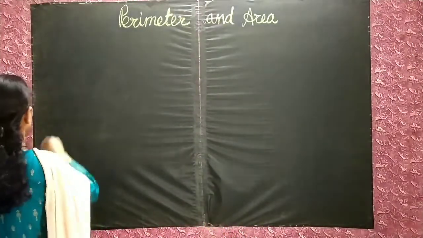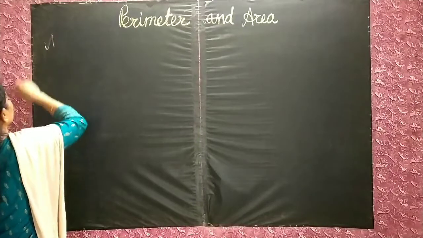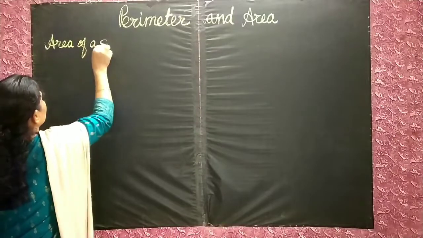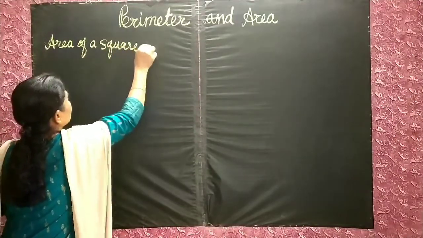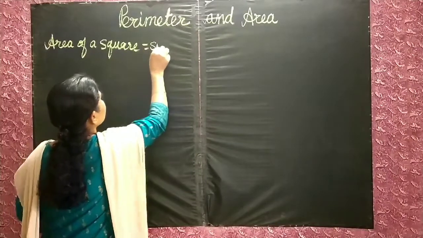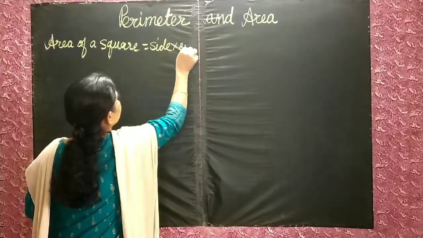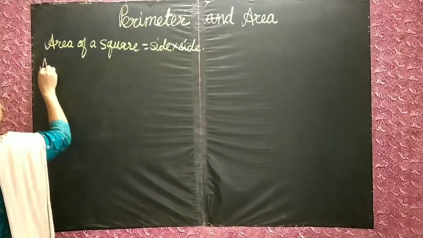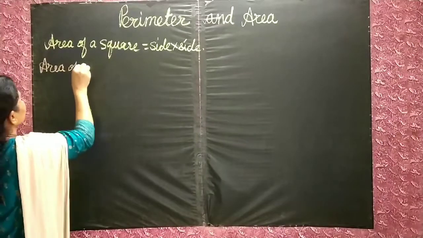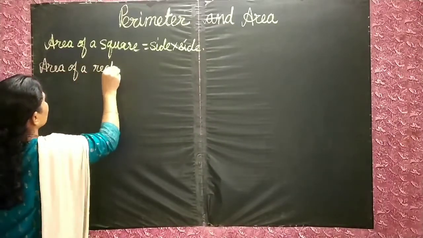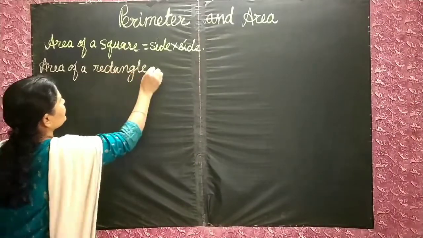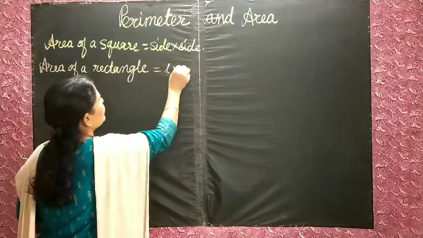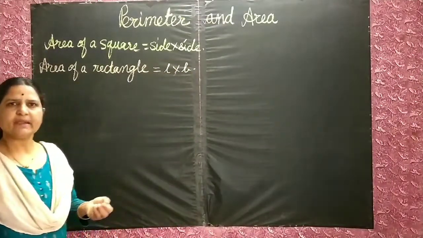Area of a square is equal to side multiplied by side. And the area of a rectangle is equal to length multiplied by breadth.